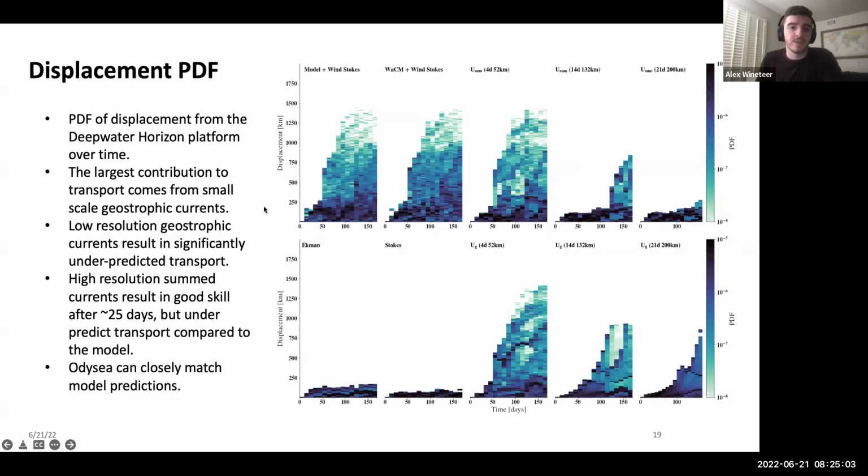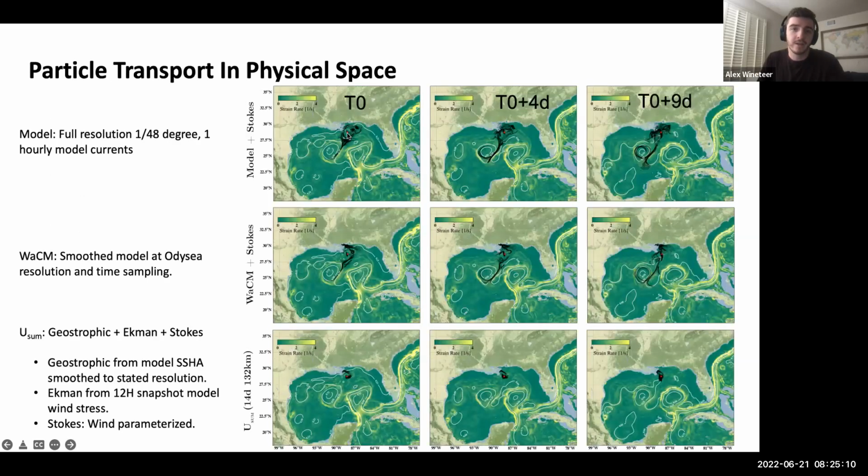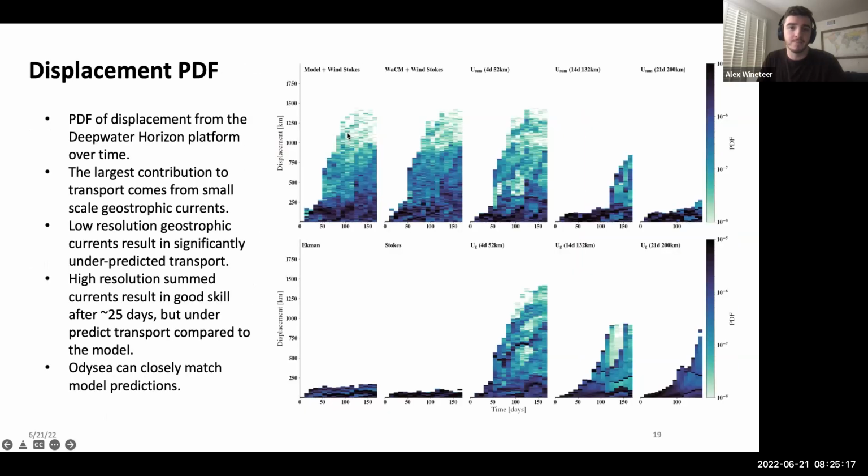So these plots are showing a displacement PDF, which is looking at the displacement of particles just starting from this red dot. How far is a particle from that red dot at a certain time? So the x-axis in a single plot is time in days, so 0, 50, 100 days. And each of these plots is a different experiment. The y-axis shows the displacement, and the PDF is the colors on the right.